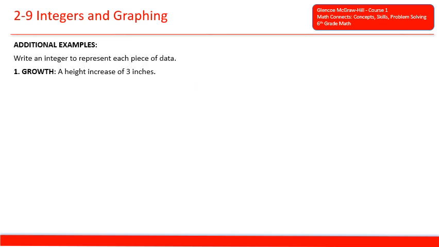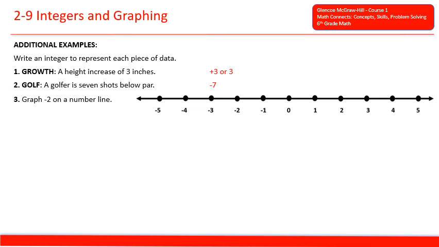Additional examples. Growth: a height increase of 3 inches. What is the integer? +3 or 3. Remember, positive integers, we can put a plus in front of it, but we don't need to. In fact, you'll rarely see that. A golfer is 7 shots below par. -7. Graph -2 on a number line. So there's a number line, and there's -2.